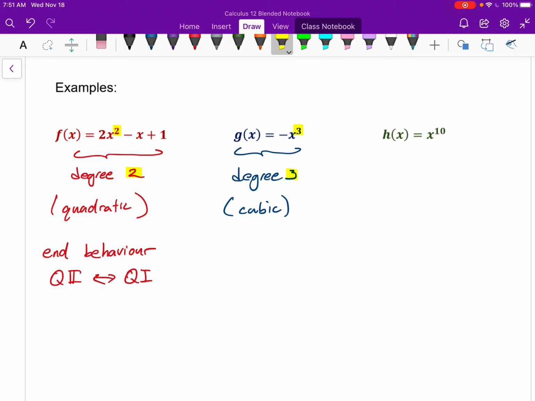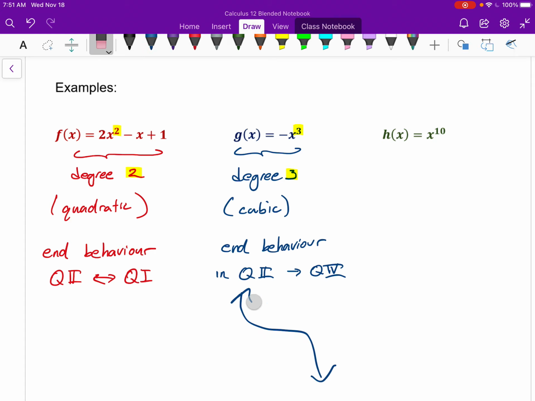And if there was no negative coefficient in the front, this would have end behavior in quadrants 1 and 3. But there's a negative in the front, so I have to imagine this being reflected vertically compared to the graph of x cubed. And so this is going to have end behavior in quadrants 2 and 4. This particular cubic function is going to look something like that. In quadrant 2, quadrant 4.